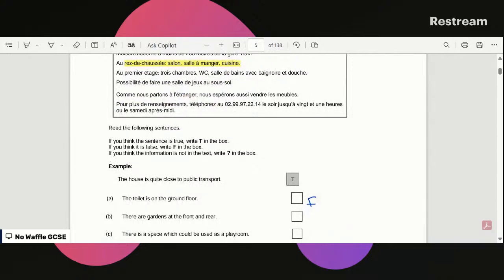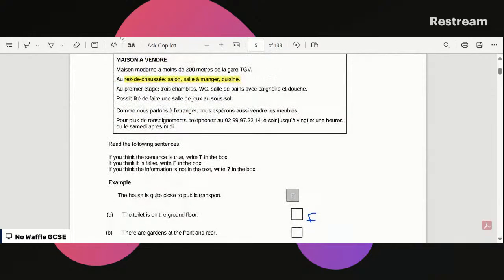Okay, moving on. There are gardens at the front and rear. So this is testing your knowledge on different languages, or on different directions. So we've got at the front and the rear. So at the front, what is that in French? At the front is devant, and behind in French is derrière. So trying to find this out, let's see. And the gardens. Au premier étage, 3 rooms, bathroom, bedroom, etc. Possibly a games room as well.